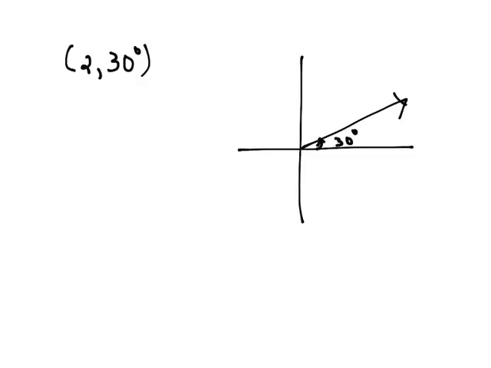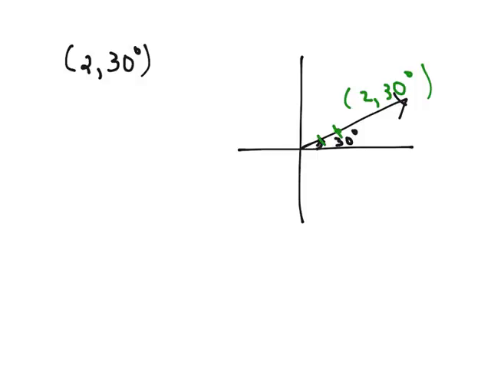As we saw in the last example, to graph the polar coordinate (2, 30°), we're going to turn toward our 30-degree ray, and then we're going to go out 2 units. So this is the coordinate (2, 30°). Polar coordinates, however, do not have unique representations.